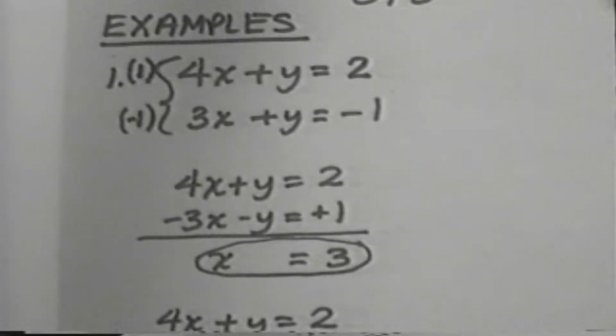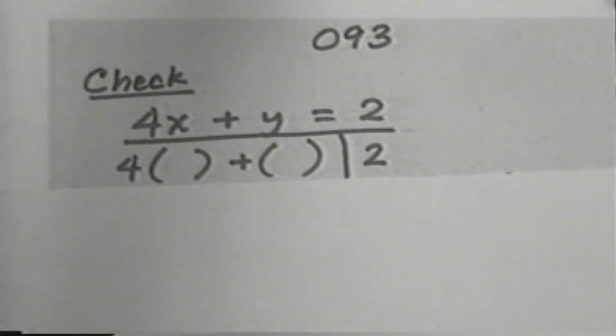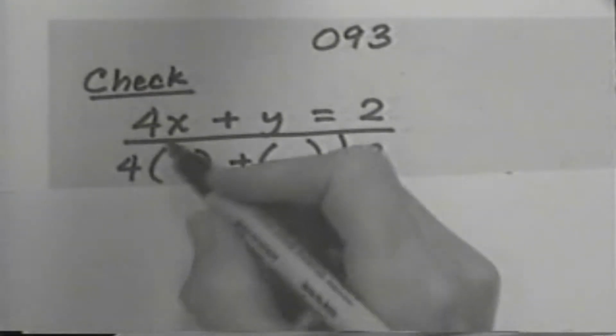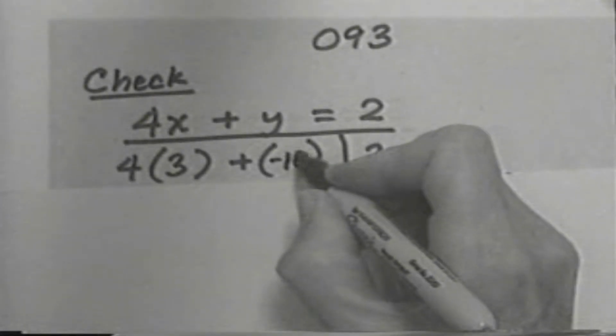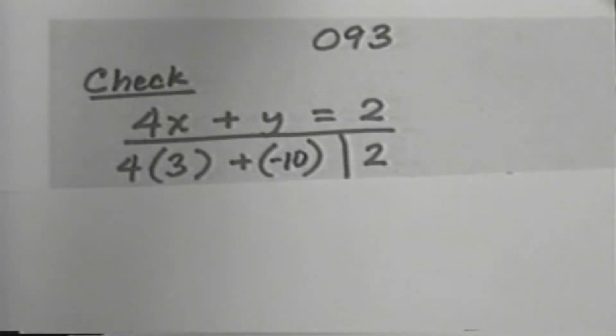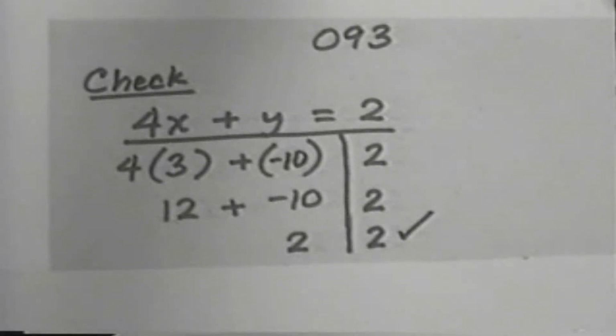Remember that we must check our ordered pair, 3, negative 10, in both of the original equations. So let's go through the check. Our first equation, 4x plus y equals 2. That means we'll fill in the x number and the y number. 4 times the x number, which is 3, plus the y number, which is negative 10. And on the right-hand side of the bar, simply 2. 4 times 3 is 12, so we get 12 plus negative 10 equals 2. And 12 plus negative 10 is 2. And so we get 2 equals 2, which is correct.